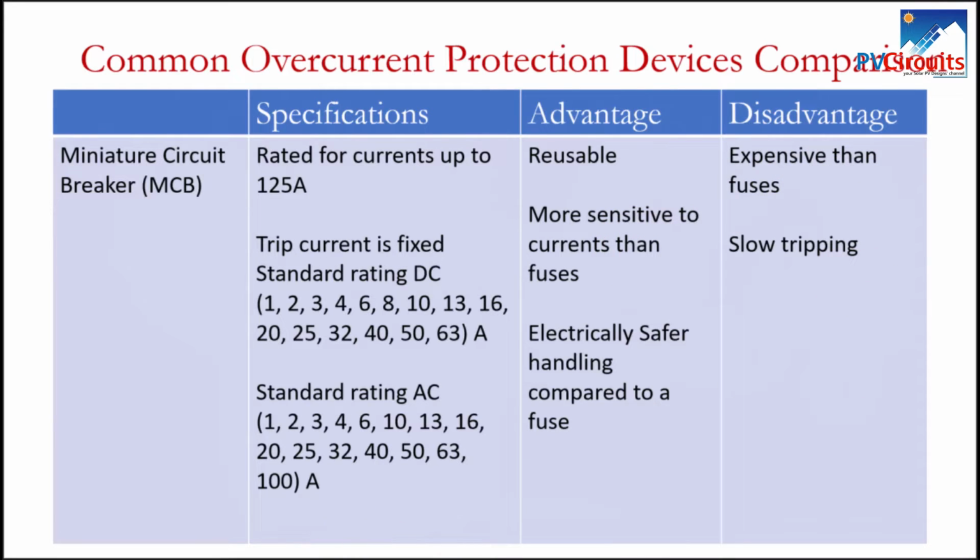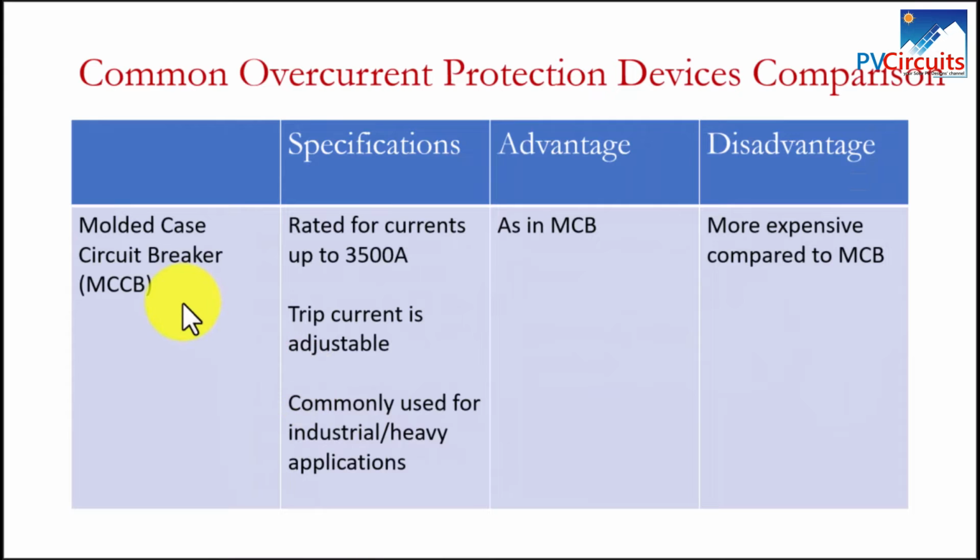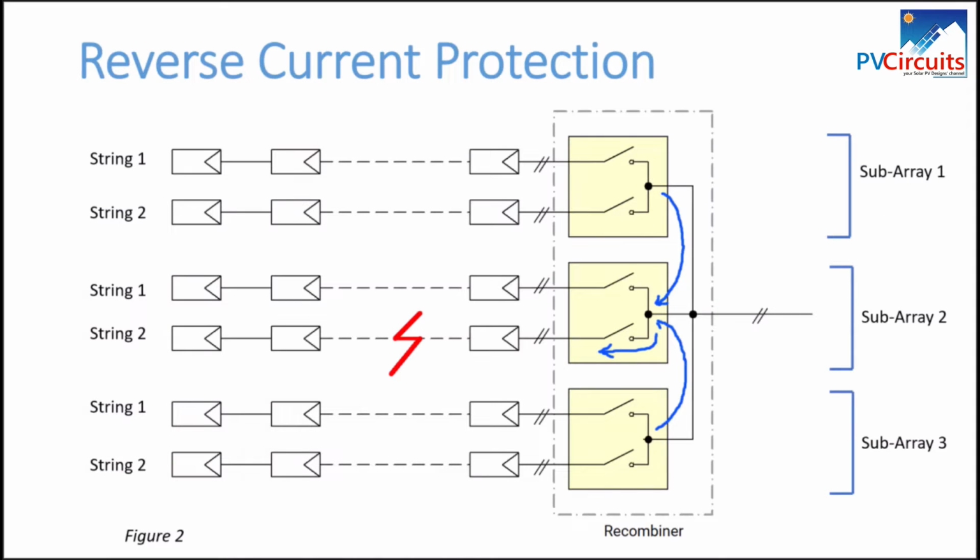The third type is the molded case circuit breaker, in short MCCB, and these are manufactured up to 3500 amps. The good thing with MCCB is that the trip current is adjustable, and they are commonly used for industrial and heavy applications. Let us take a look at what happens when a fault occurs in a PV array.